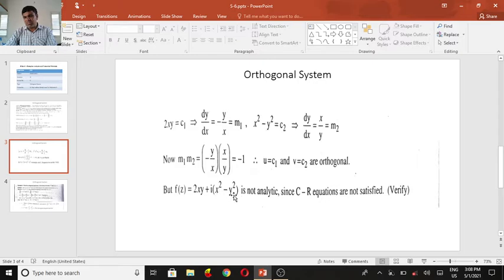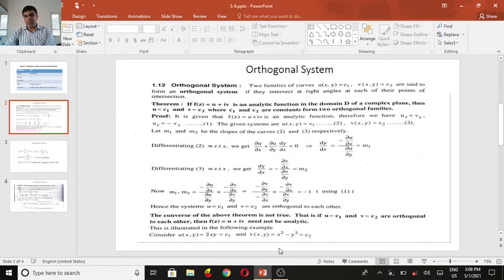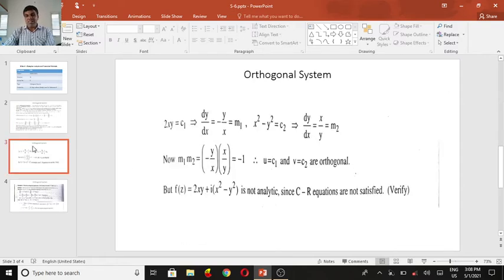This does not satisfy the Cauchy-Riemann equations. For example, take u(x,y) equal to 2xy. Differentiating partially with respect to x, we get ∂u/∂x equal to 2y, and ∂u/∂y is 2x. Now v(x,y) is x squared minus y squared. ∂v/∂x is 2x, and ∂v/∂y is minus 2y. So ∂u/∂x is not equal to ∂v/∂y; the minus sign is there. So this does not satisfy the equations.